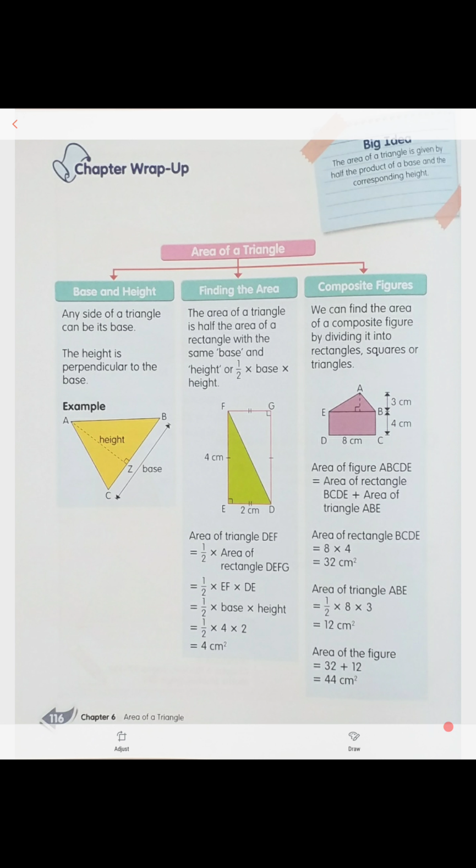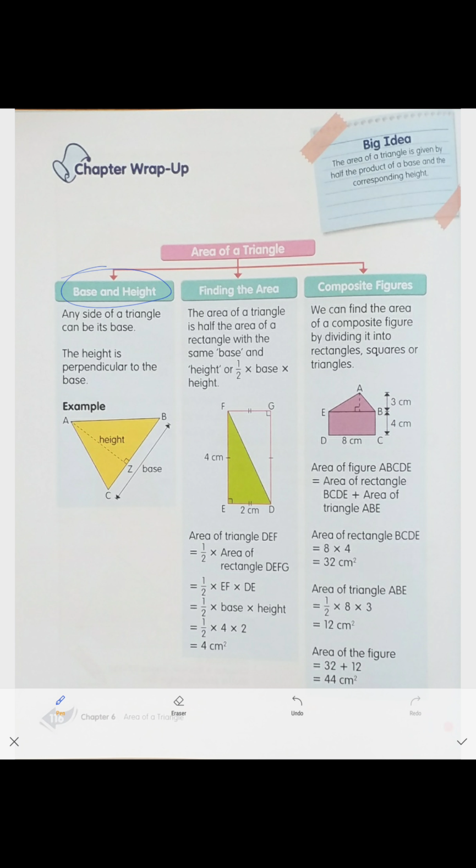Okay, chapter wrap up. Please take your time, read it through. But the whole chapter, area of triangle, is about three main concepts: base and height. We need to learn to identify base and height. So base can be basically any side of the triangle, and the height is the line that goes perpendicular from one of the vertices onto the base. That's concept number one.